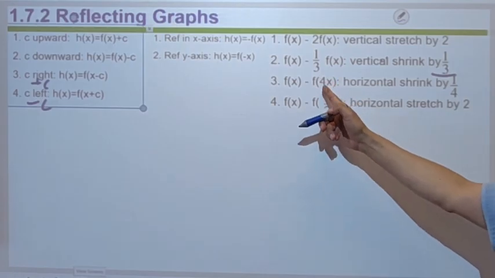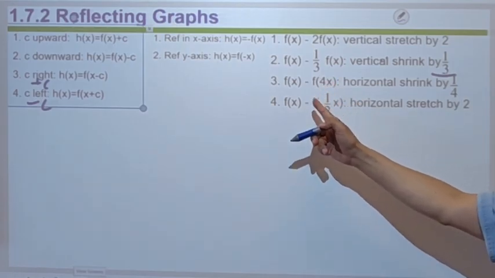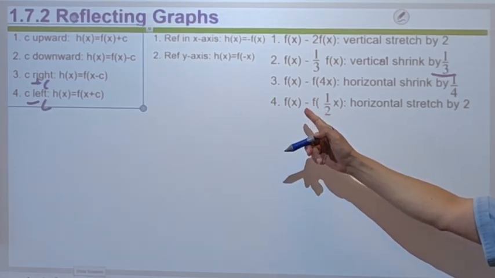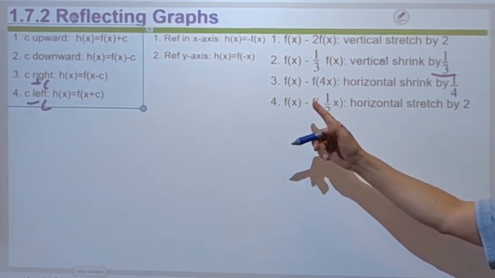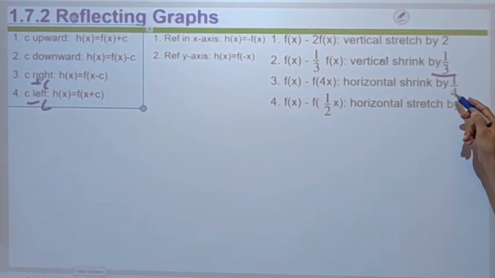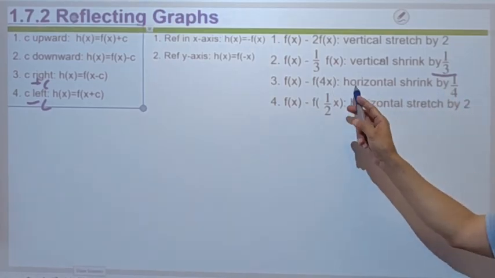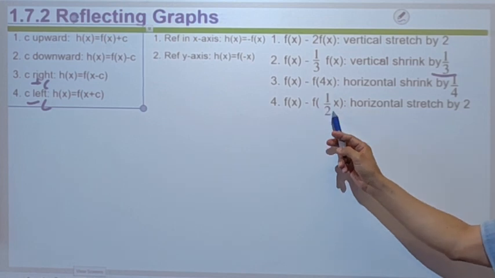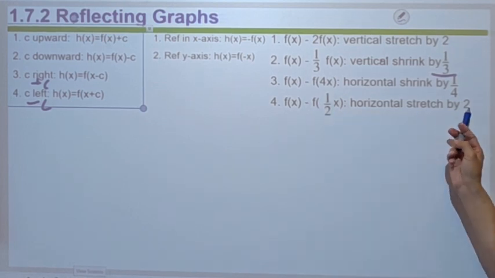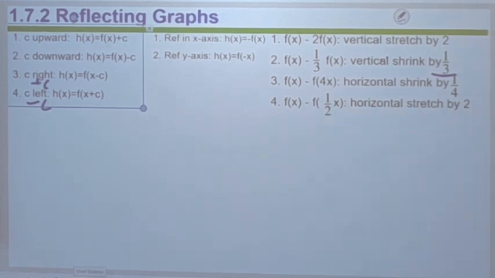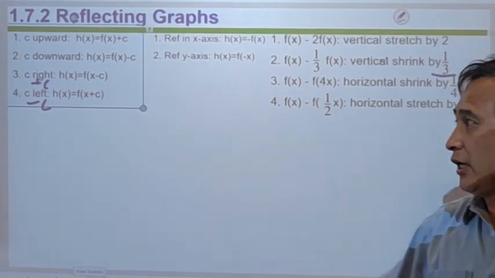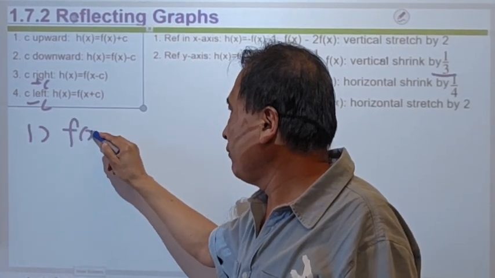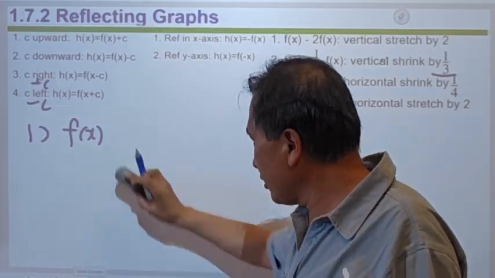And then inside, you see 4 times x, right? Times 4. That's stretch or shrink, but x inside all the time, opposite or reciprocal. So this is times 4, then reciprocal means 1/4, right? So that's horizontal shrink by 1/4. And then you see 1/2 inside, then reciprocal is 2. So by 2, the horizontal stretch by 2. Everybody understand? Let's practice.